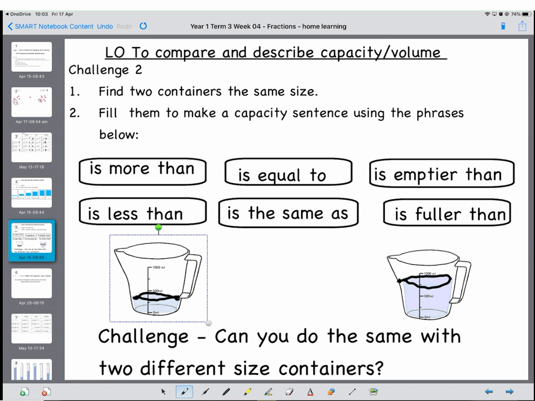So what we're looking at is which of these sentences accurately describes the relationship between the two buckets. So between the two measuring jugs. So we've got is more than, is equal to, is emptier than, is less than, is the same as, or is fuller than. So have a chat with your grown-up, year one, and decide which one is the correct phrase. And pause the video till you're ready to go on.